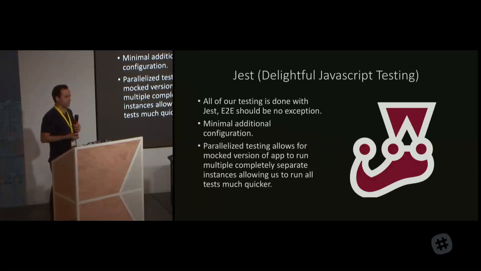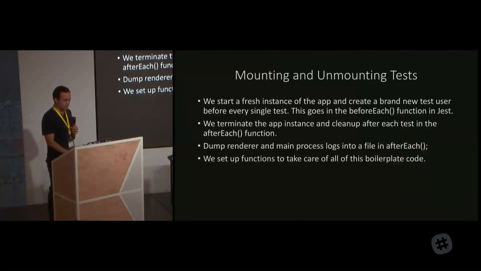Another cool thing that it does is that it parallelizes testing. So we use a version of our app that mocks out the native code, a lot of the hardware interactions and a lot of the library interactions. This allows us to run multiple instances of the Electron app at the same time, so this reduces our testing time very significantly.